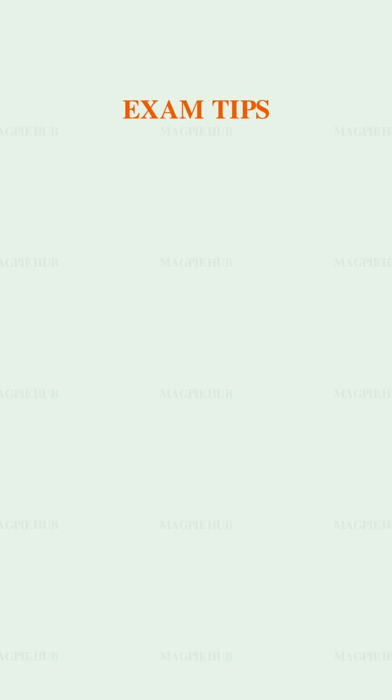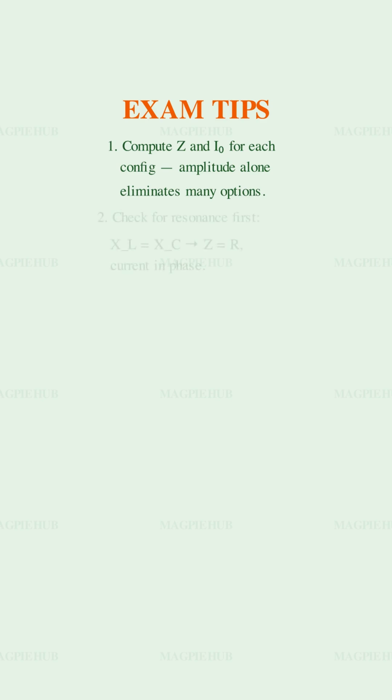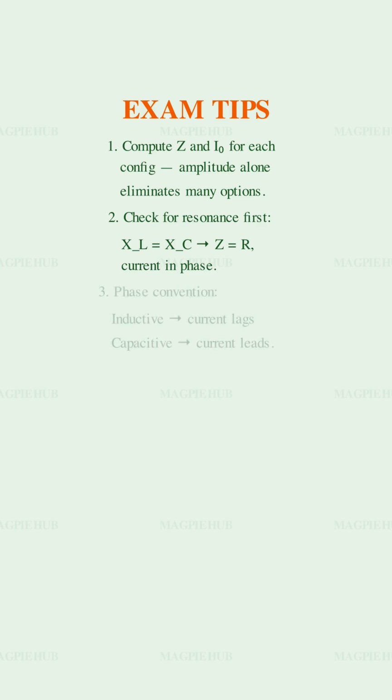Here are important exam tips. Tip 1. In matching problems, first compute impedance Z and peak current I0 for each configuration. The amplitude alone can eliminate several options. Tip 2. Always check for resonance. When XL equals XC, the impedance is purely resistive and current is in phase. Tip 3. Remember the phase convention. Inductive circuits have lagging current, capacitive circuits have leading current.